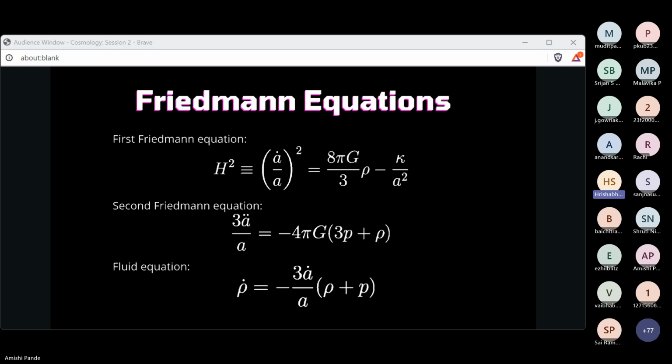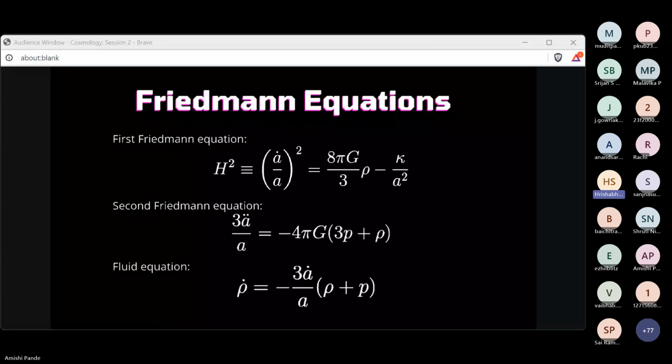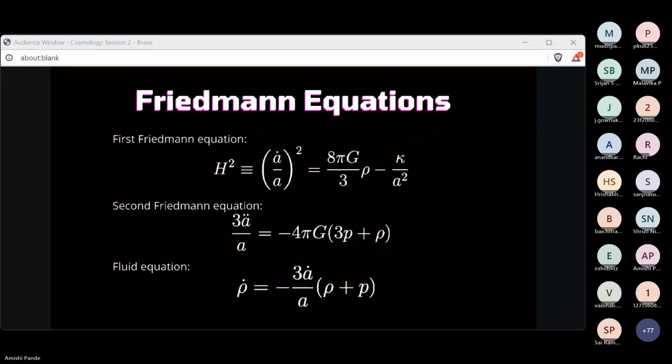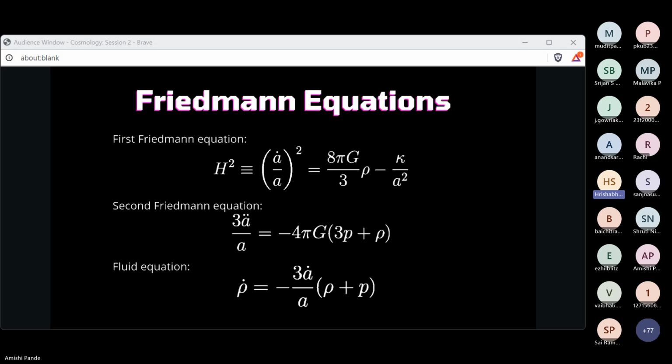Dimensionless quantities are the quantities which do not have units. So if things do not have units, they will have the same value, whatever you do. Like for example, Hubble's constant, it has a unit.